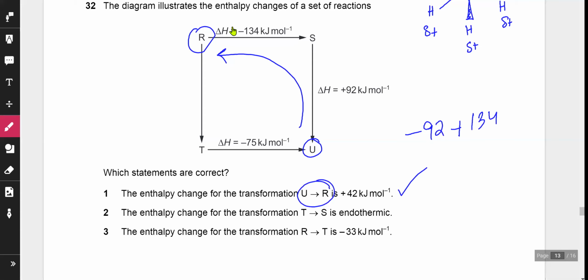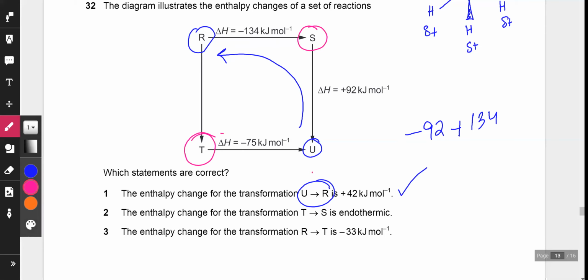And then you have the transformation T to S. So how do you go from T to S? You go from this direction, so it's going to be minus 75. And you would have to change this direction, that's going to be minus 92. So it's not going to be endothermic, it's going to be exothermic. 2 is wrong, the third one is also incorrect. Okay, is this clear?